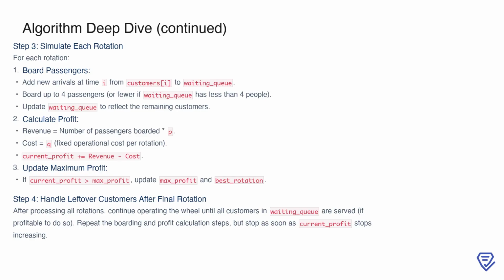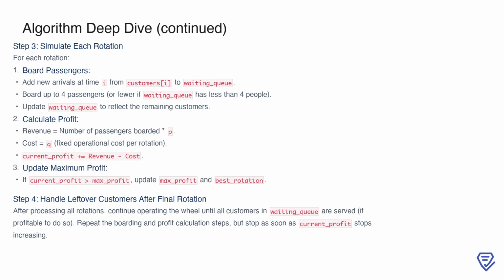The waiting_queue is updated to reflect any remaining passengers who couldn't board. After boarding, we calculate the profit for the current rotation. The revenue is determined by multiplying the number of passengers boarded by the ticket price P, while the cost is a fixed value Q. The current_profit is updated by adding the difference between the revenue and the cost.